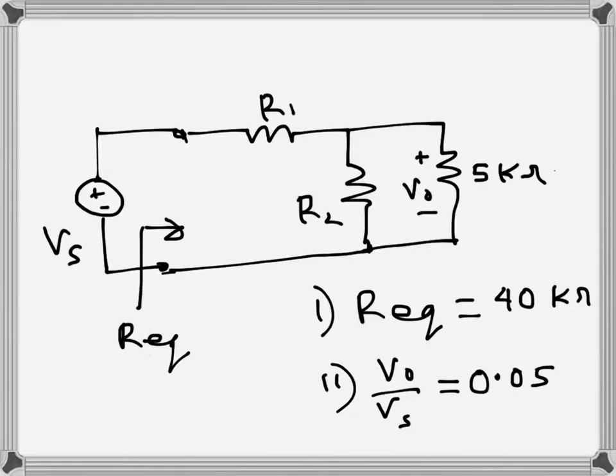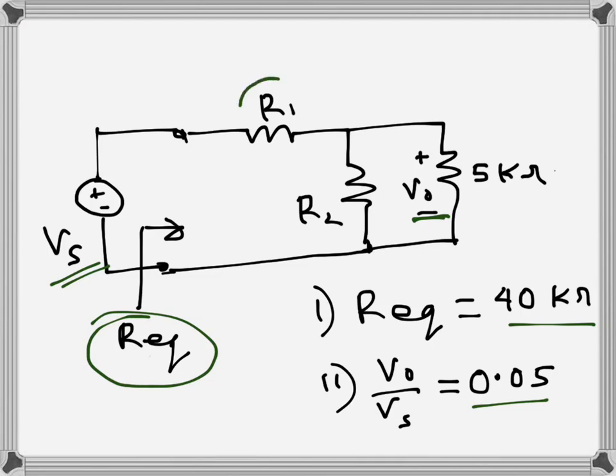For a certain application, we have this circuit and there are two criteria here. Number one is the equivalent resistance. This one has to be 40 kilo ohms, and the other one is V0, that's the output voltage over the supply voltage, is 0.05. We need to find the unknown resistances in the circuit R1 and R2.